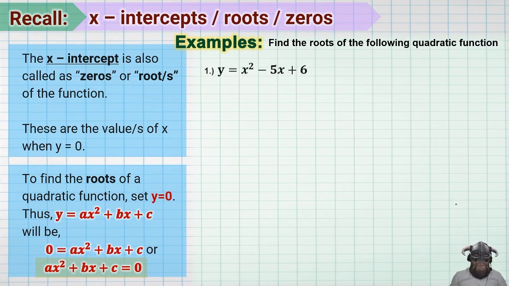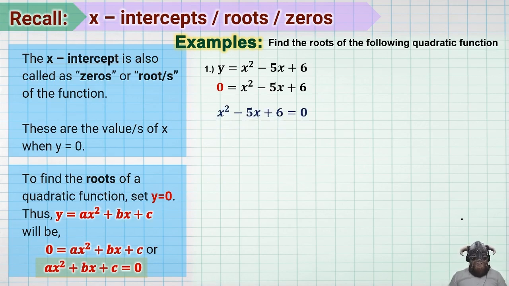Example number 1, we have the given y = x squared minus 5x plus 6. What can we do first? We have to set our y to 0 because we need to find the x-intercept or the roots of this quadratic function. Using the symmetric property, we'll make it a quadratic equation that looks like x squared minus 5x plus 6 = 0.